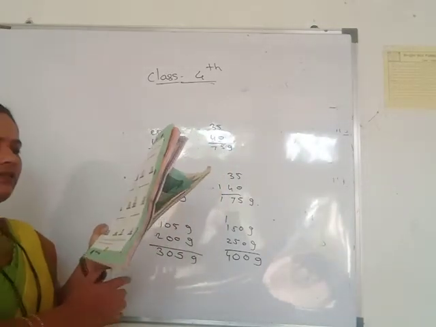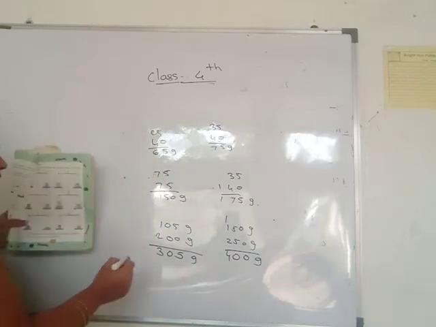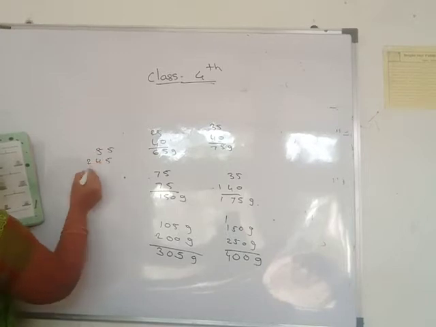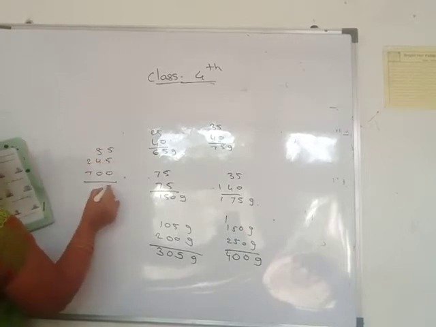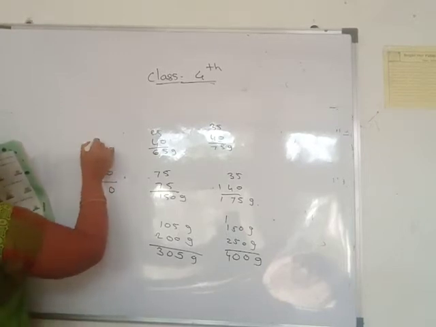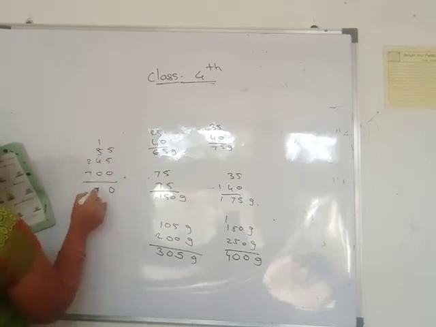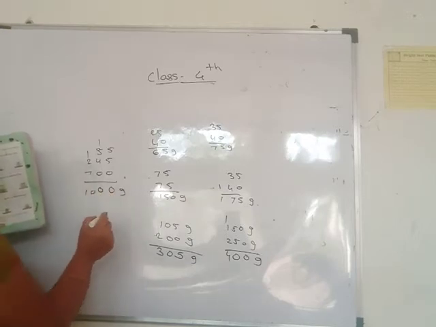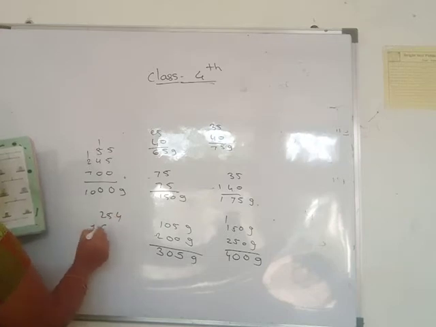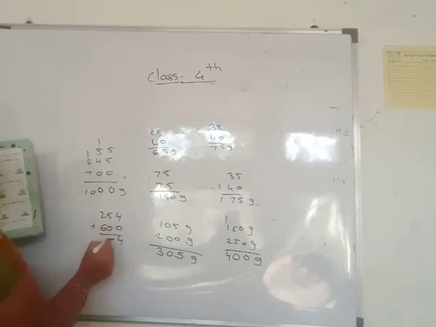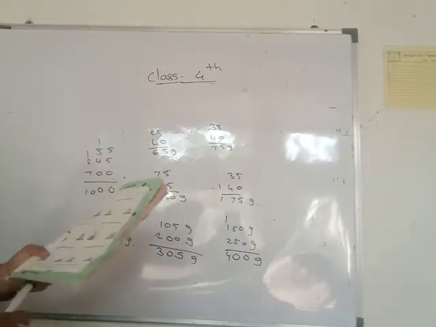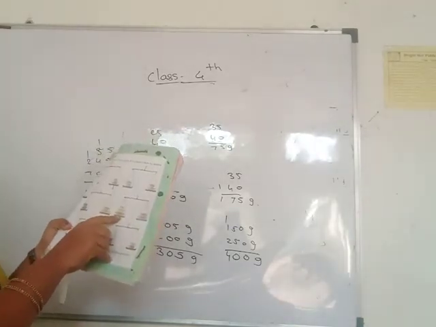Then see next one here, 55, 245, and here 700. Then how much weight is here? It is 1000 gram. And the second one, see, 600 plus 254, here only 854 gram. Then in this balance, the first one will go down.